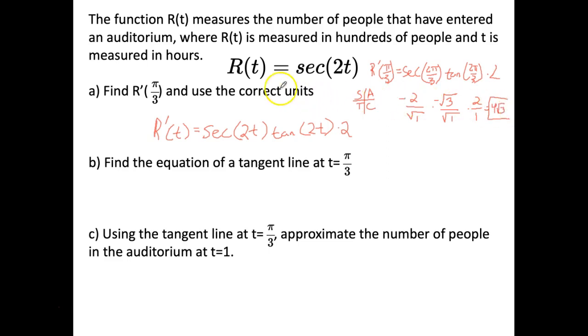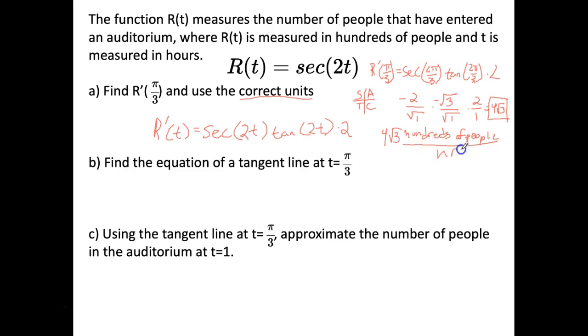Now, it did say to use correct units. That is something that a lot of people forget to do. Okay, there's my value. So here, let's write out our answer here: 4 square root of 3. And then let's use correct units here. This is the derivative, which means we are doing slope, so rise divided by run. Hundreds of people per hour.